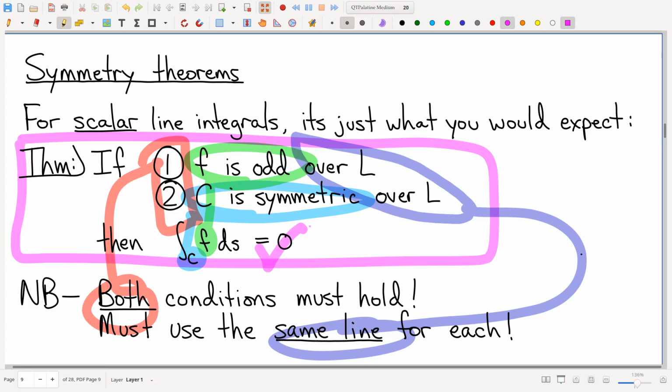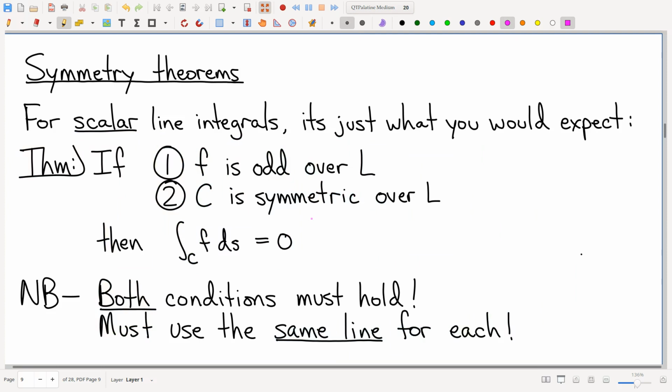Okay, so I encourage the use of symmetry theorems. Again, warning, be careful. If anything goes wrong and there is no such valid argument, then you haven't given me anything that I can give you points for. So you really want to think through all those details and make sure that you're right when you apply a symmetry theorem. That said, big payoff when you apply a symmetry theorem. Okay, the asterisk, the thing that is not expected here, is that this only works for scalar line integrals.